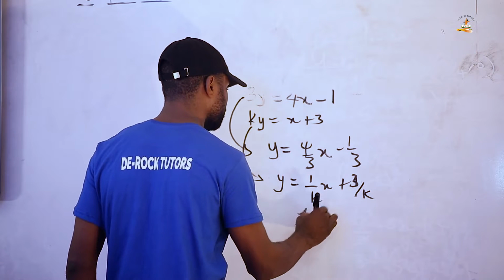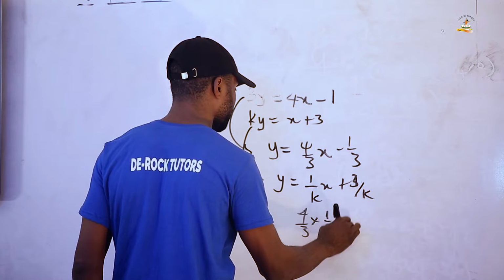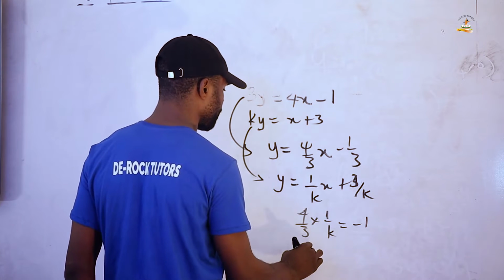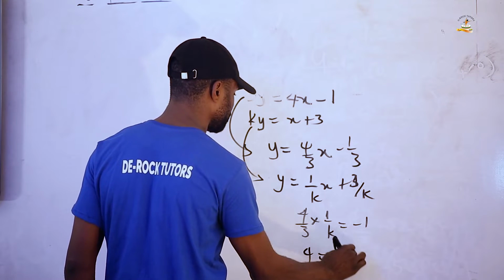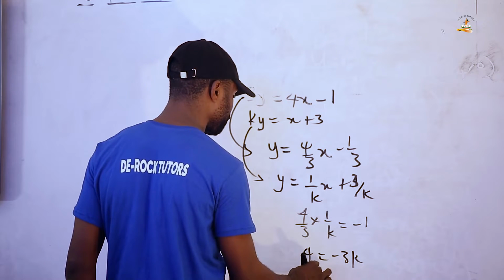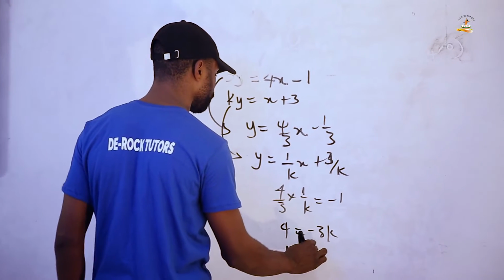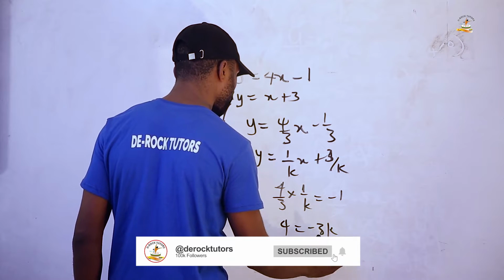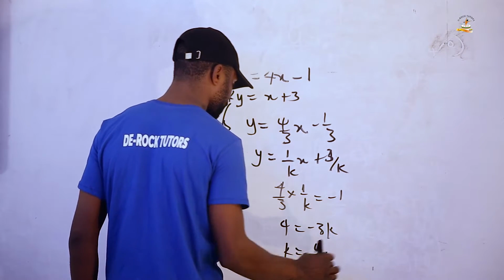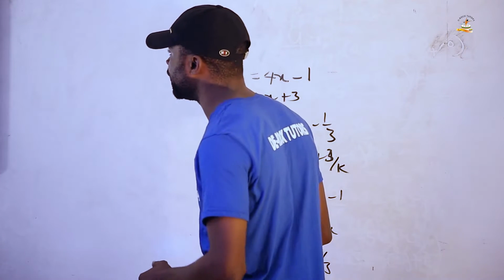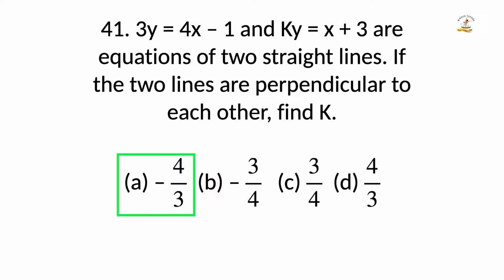4 over 3 times 1 over k is equal to minus 1. From here we have 4 equal to minus 3k. And we now have k is equal to 4 over minus 3. So the correct option here is A, which is minus 4 over 3, as you can see.